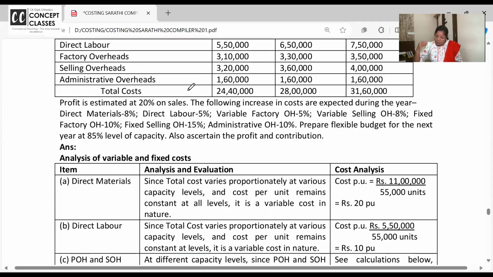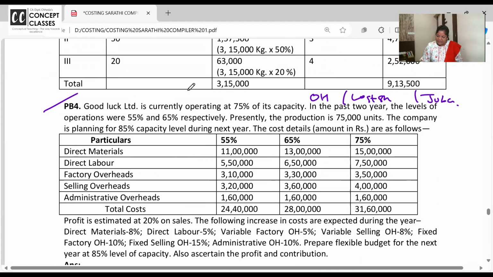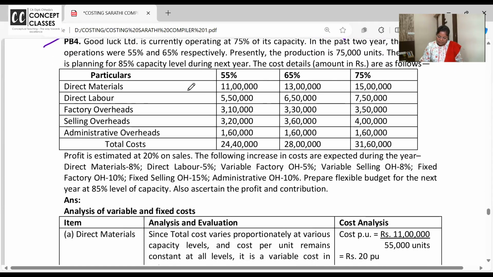ये तो कॉपी पे सेम प्रॉब्लम यू हैव डन. ये देखो 55, 65, 75. Profit as a percentage on sales. हाँ, material will increase, labor, that you all know. If they say increase by 8, take it 108%, 105%, like that. हाँ, prepare it at 85%. मैम ये अब भी कर लेंगे. इस पे इतना है ना, इस पे 85 पे कितना.